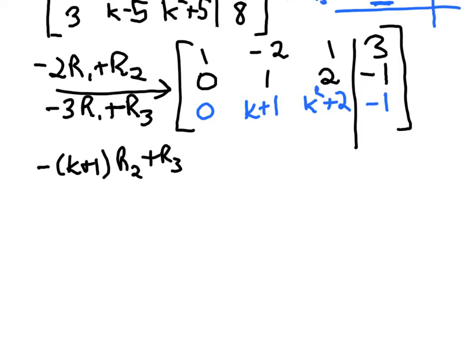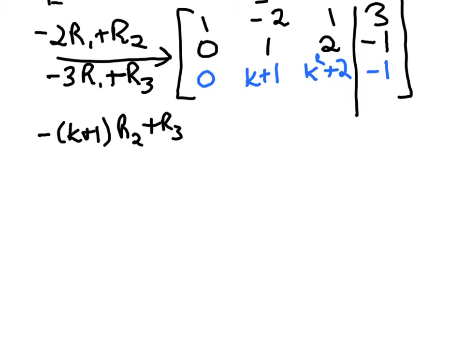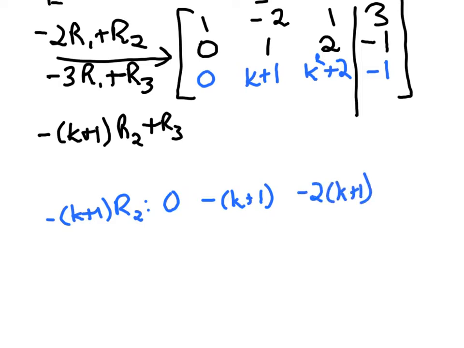I need to make a little room here. I want -k plus 1 times row 2. What does that look like? -k plus 1 times 0 is 0. -k plus 1 times 1 is -k plus 1. Now -k plus 1 times 2, let's write it this way: -2 times k plus 1. Then -k plus 1 times -1 gives us +k plus 1. Add that to row 3.